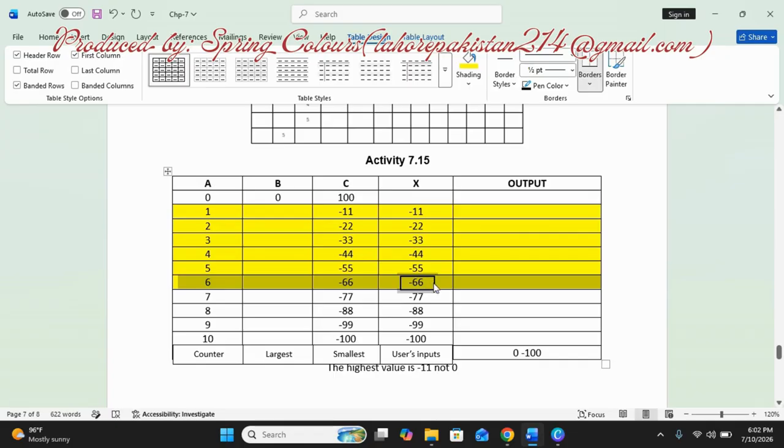This minus 66 will be compared with this 0. It is lesser than 0, so nothing will be saved inside B because B is storing the largest values. But this minus 66 is compared with minus 55. As it is lesser than minus 55, it will replace minus 55 because C is storing the smallest values, and the value of counter will increase from 5 to 6.